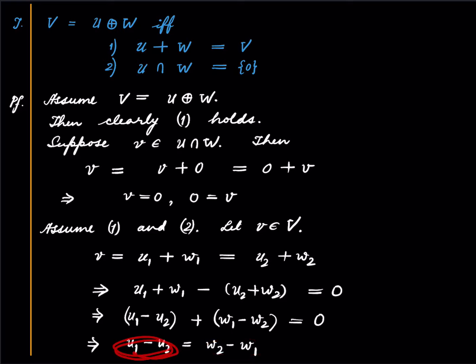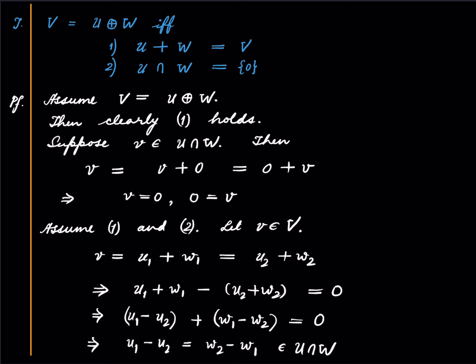And therefore, this is both in U and in W because, of course, this is in U and it is equal to something that is in W. So this is in both U and W. Well, all right, but by 2, U intersection W is the trivial subspace. Therefore, this is 0 and that is 0. And therefore, U1 equals U2 and W1 equals W2. So I'm not writing all of that, but it's clear.